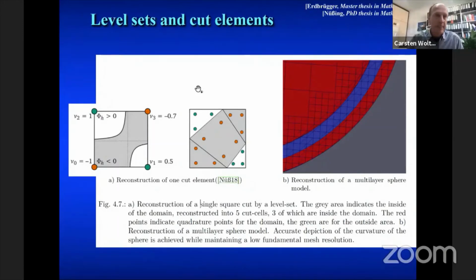And level set means that, for example, if I have one hexahedral element here, and the level set has a positive value here on the green nodes, 0.5 in this area and 1 here, and then the level set information is negative on V3 and negative on V0. From these values, we can derive where the surface is passing through that face.